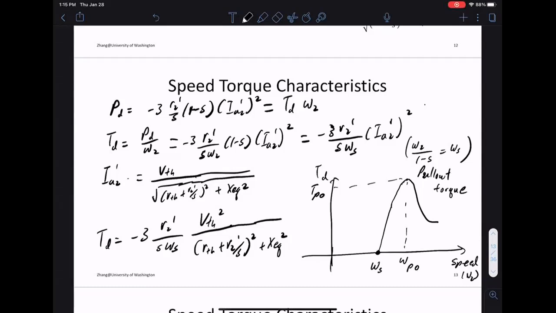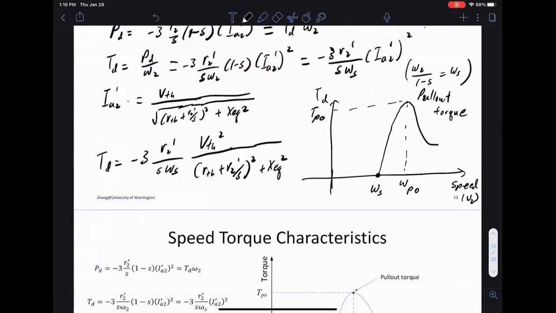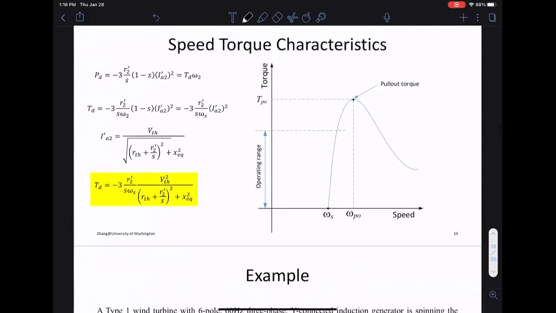So this is the torque we generate. If you look at this and draw it again, a little bit nicer, we get something like this. So there is a maximum torque we have in the system.